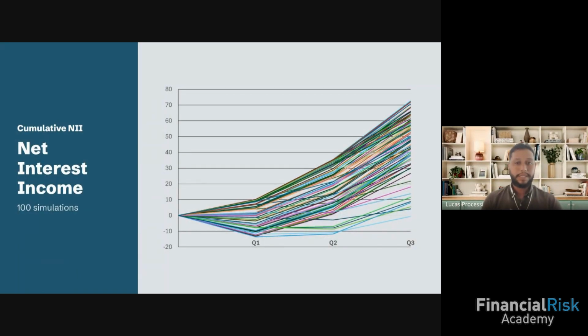All right, so this other graph here is a 100 simulations graph of the net interest income. So this is a cumulative net interest income in the first quarter, in the second quarter, and in the third quarter. So we can assess the distribution and also the different paths that the simulation took in terms of NII, which is the variable that we are optimizing in this case.